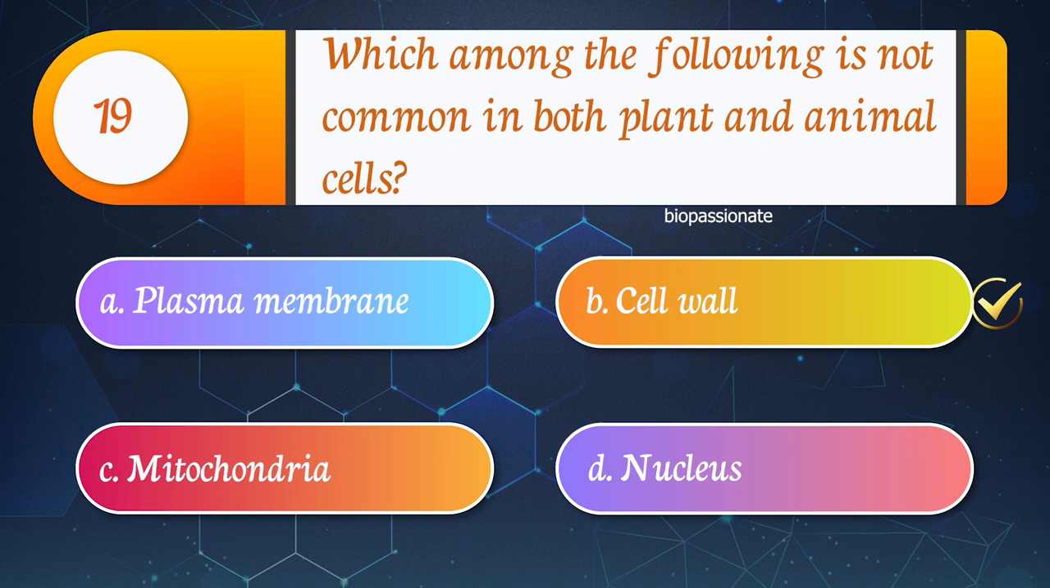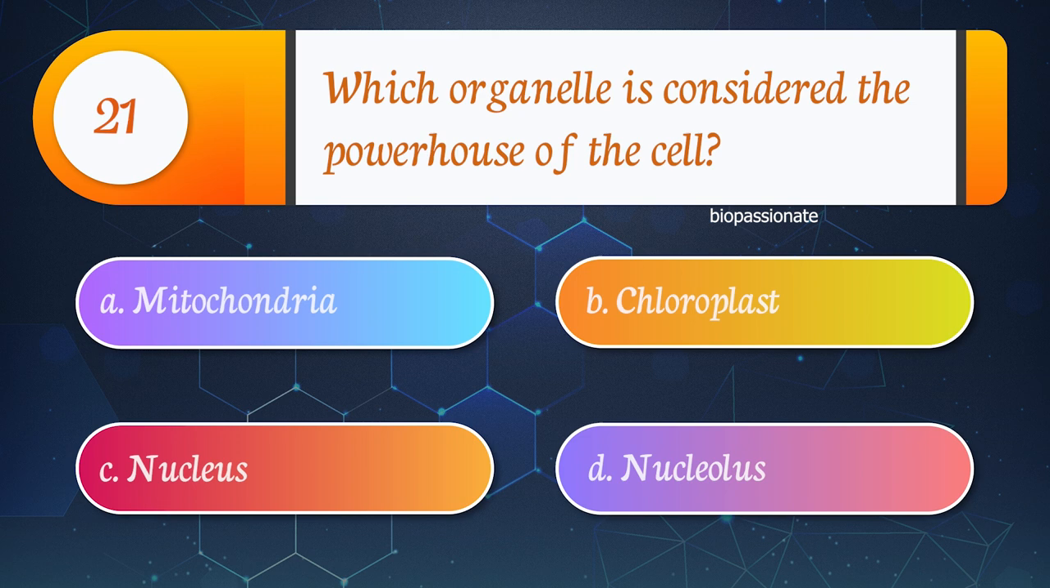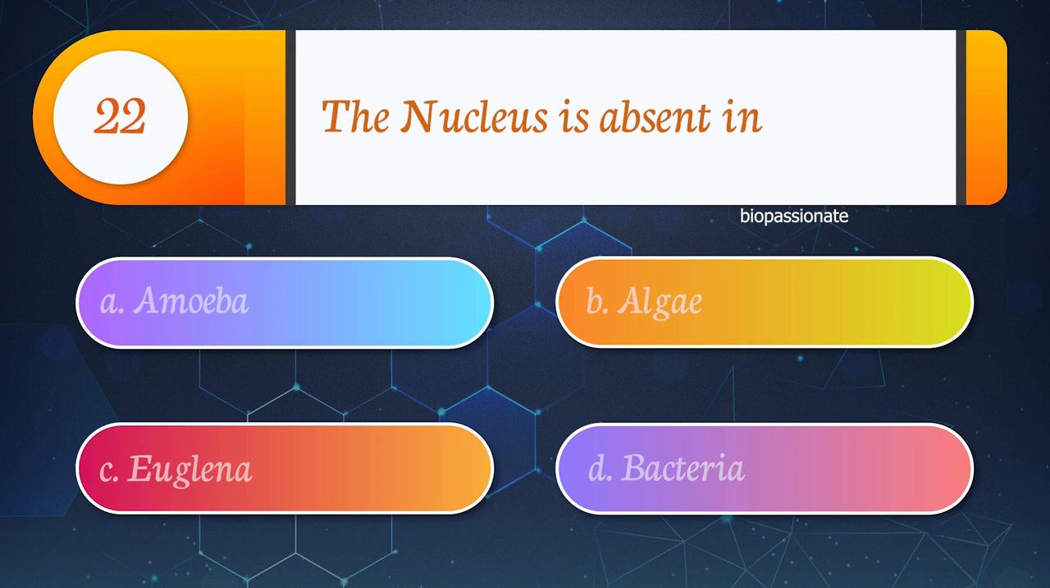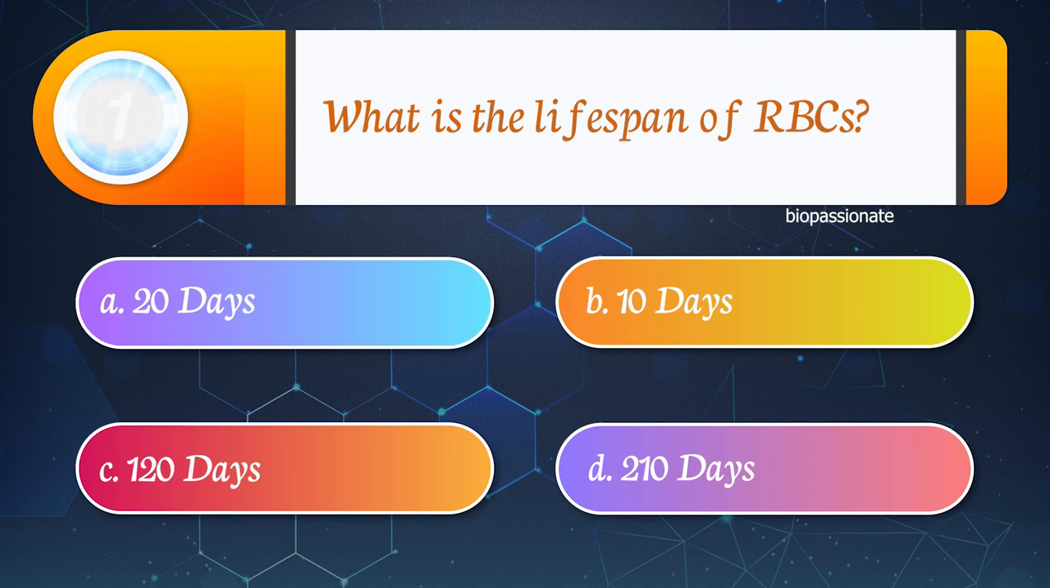To which class do humans come under? Mammalia. Which organelle is considered the powerhouse of the cell? Mitochondria. The nucleus is absent in bacteria. What is the lifespan of red blood cells? 120 days.